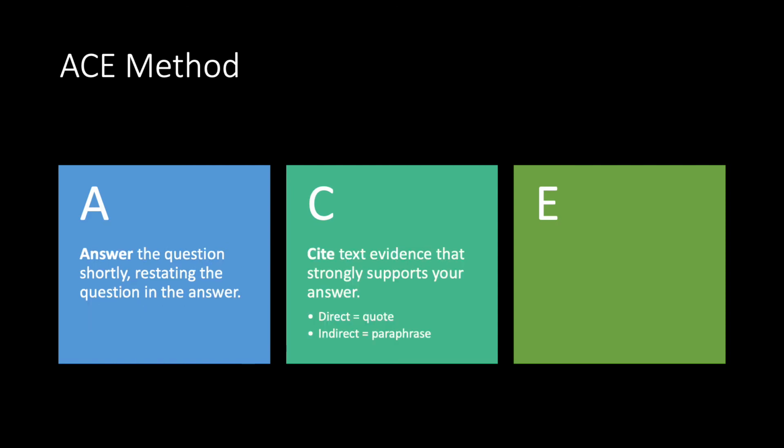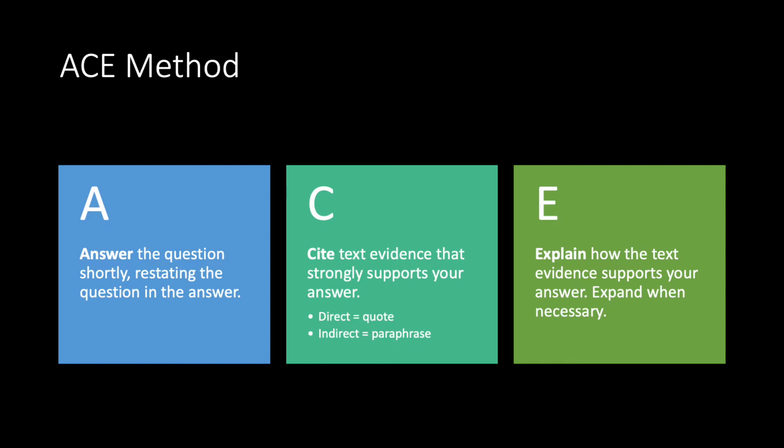C stands for cite. Cite text evidence that strongly supports your answer. So we're going to take information from the text we read, the story, the news article, whatever, and we're going to put it with our answer to show where we got our answer from. We can direct quote the text, or we can indirect paraphrase, use our own words. And E stands for explain. Explain how the text evidence supports your answer.